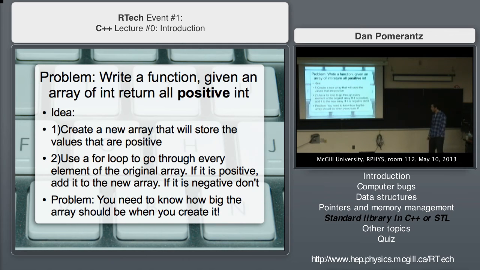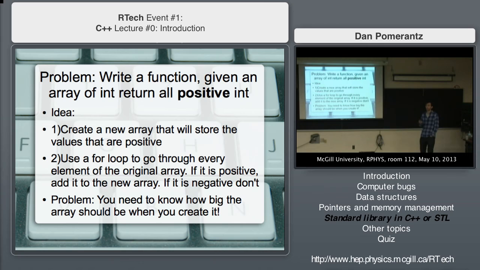So here's a particular problem that says: write a function, given an array of ints, return all of the positive ints in that particular array. If I had a regular array, what I would do to solve this problem is create a new array that is going to store all of the positive values of my original array.